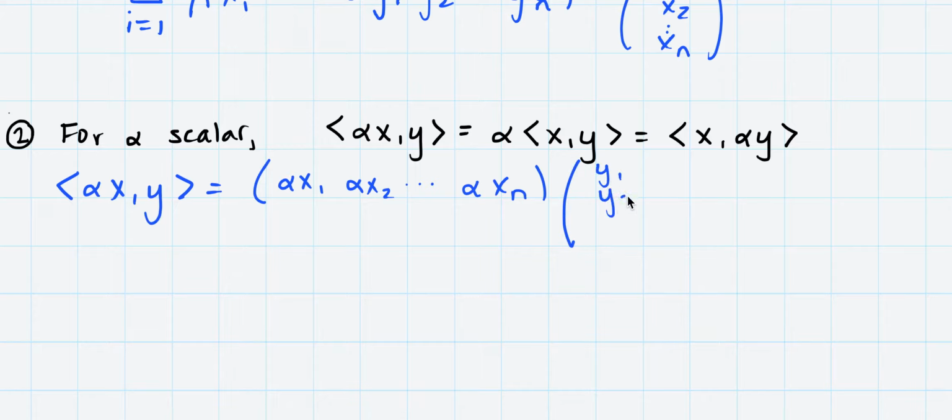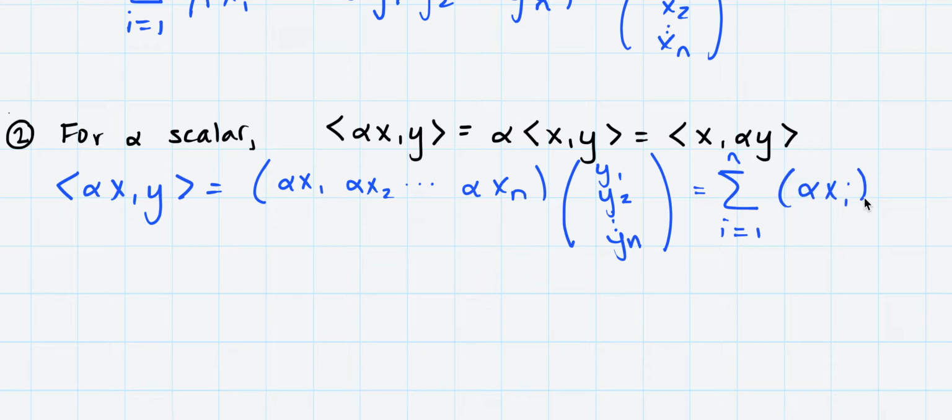And then multiply it by this vector. This is the sum, from i is 1 to n, of alpha xi times yi. But you can see from here that I could move these parentheses because real numbers are associative. So we could write it like this.